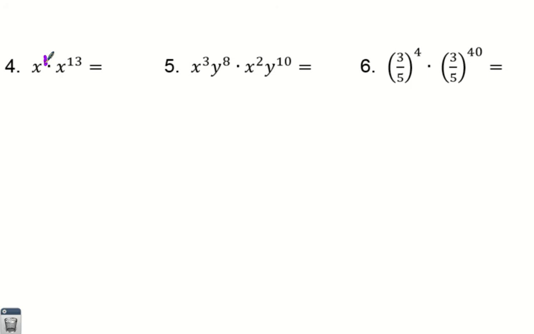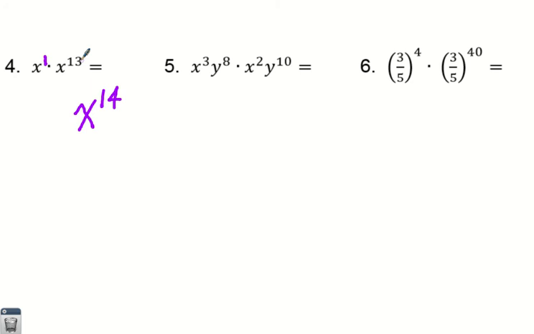if you're just doing that shortcut game, you would add the powers to get 14, okay? Which is what you should get if you expand it all out. This x and then another 13 x's, 14 x's total. But again, when you consider what the powers are, all you have to do is add the powers.